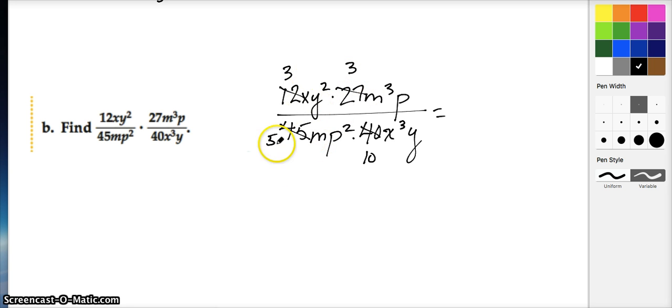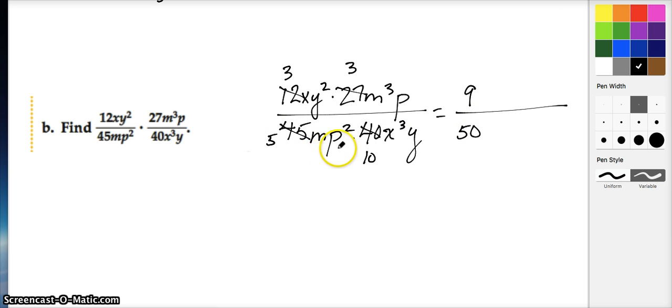And I look to see if I can cancel vertically. I can't cancel horizontally, that doesn't make good sense, but I can no longer cancel vertically, so I think I'm done with my numbers. So my numerical value next to all of this stuff is going to be 3 times 3, 9, 5 times 10, 50. So I've got 9 over 50, and now I need to deal with my variables.